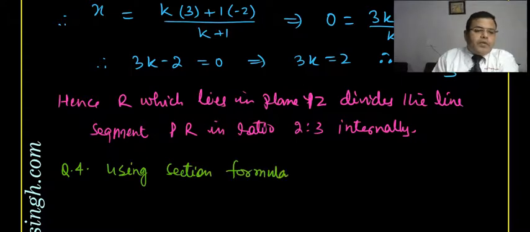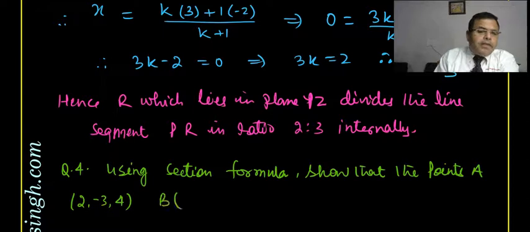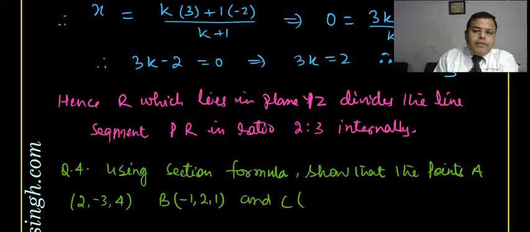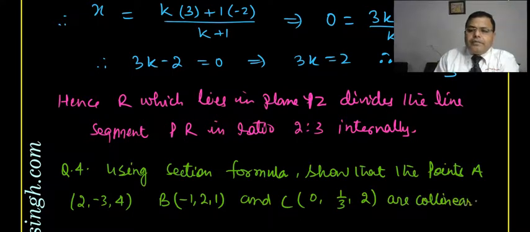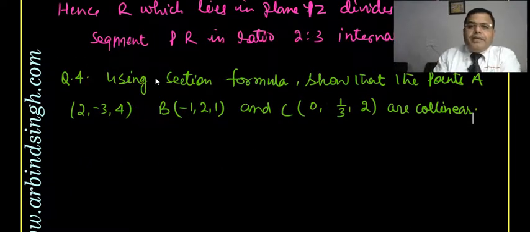using the section formula, show that the points A (2, -3, 4), B (-1, 2, 1) and C (0, 1/3, 2) are collinear. How could we do this? So let B divide AC in ratio K to 1.